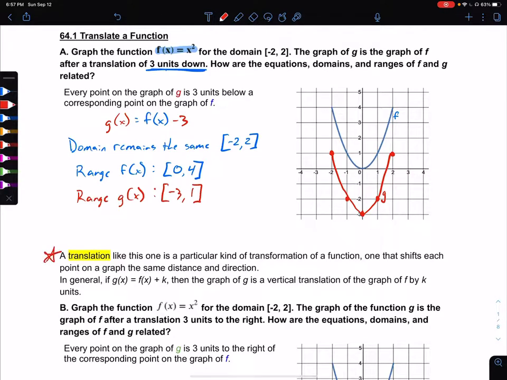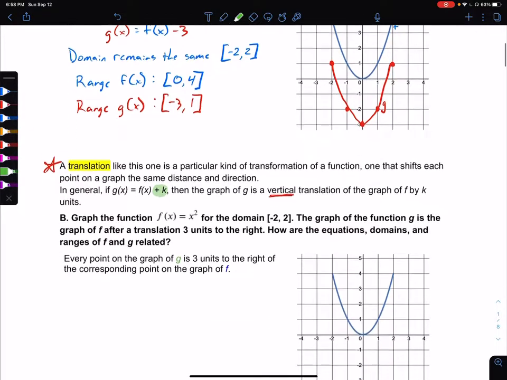And that's where this term, translation, comes into play. They tell us that a translation like this one is a particular kind of transformation of a function, one that shifts each point on the graph the same distance and direction. So in this example, all of our points shifted down. In general, if g of x is equal to f of x plus k, so this plus k is important here. If you have something on the outside of that function, so you're adding that k value, then the graph of g is a vertical translation of the graph of f by k units. So if we added k, let's say it was +5, our graph would shift up 5 places. Since here we subtracted 3, that's why the graph shifted down 3 units. Our k value was negative 3.